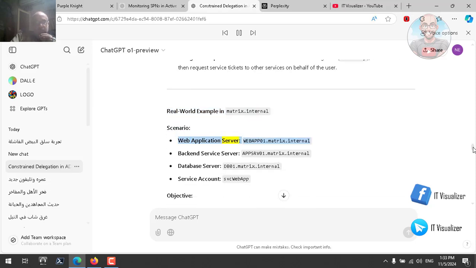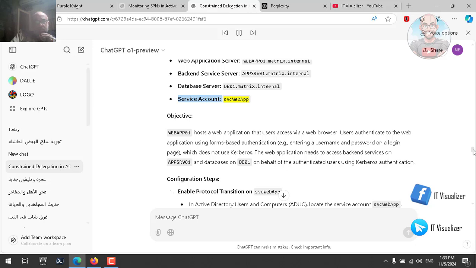Real-world example in matrix.internal. Scenario: web application server webapp01.matrix.internal, backend service server appsrv01.matrix.internal, database server db01.matrix.internal, service account SVC-WebApp. Objective: webapp01 hosts a web application that users access via a web browser. Users authenticate using forms-based authentication, e.g., entering a username and password on a login page, which does not use Kerberos. The web application needs to access backend services on appsrv01 and databases on db01 on behalf of the authenticated users using Kerberos authentication.